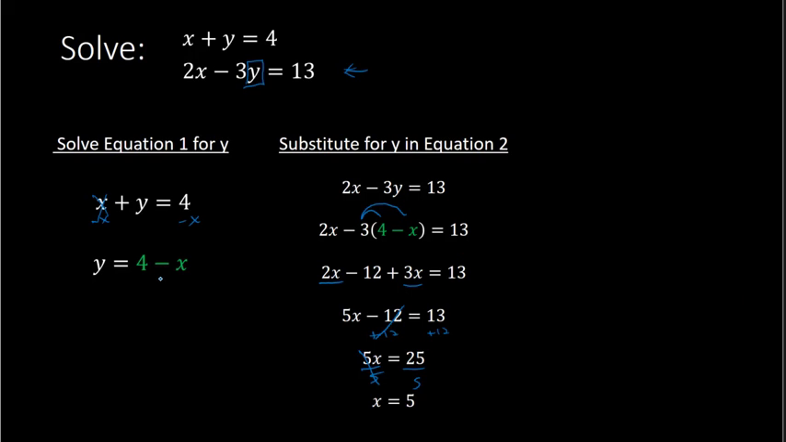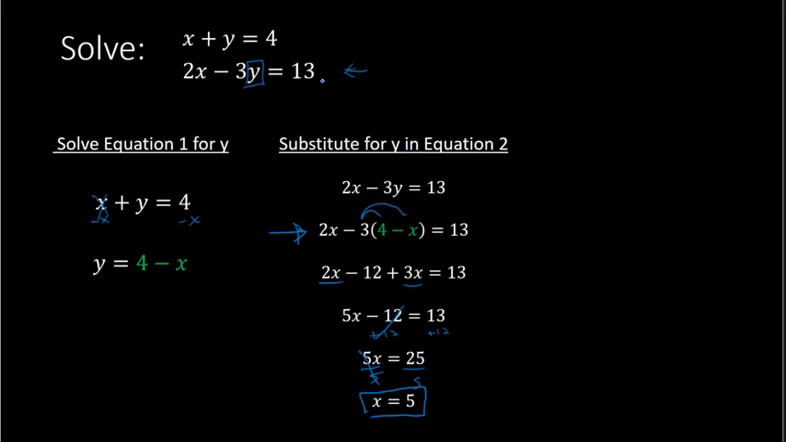When I substituted the y with 4 minus x, this worked well because now we're down to just one variable, which we have worked with a lot in the past. And now from here, we need to figure out what y is. So we're halfway done. We found x, we just need to solve for y.